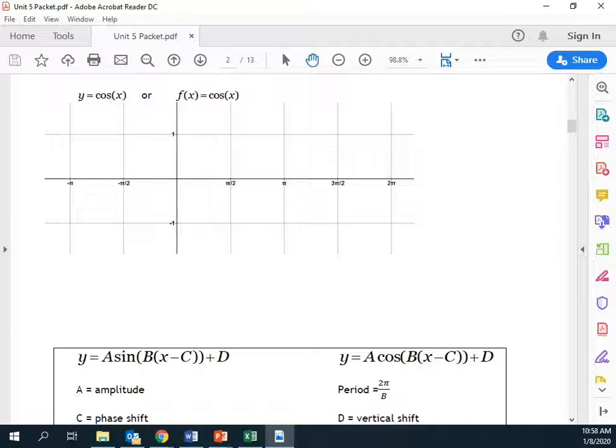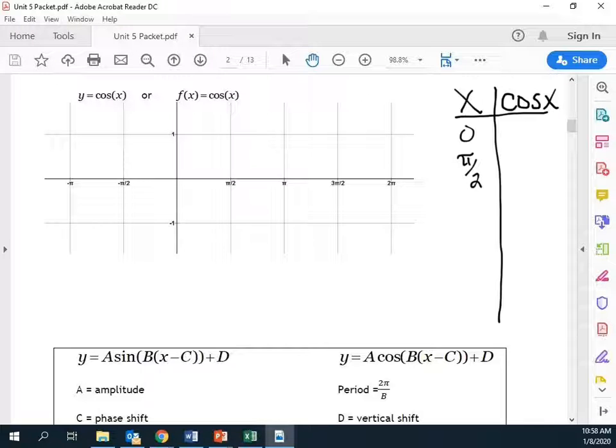Now let's go ahead and look at cosine. Getting off to the side, you have the circle there already filled out. We'll do 0, pi over 2, pi, 3 pi over 2, and 2 pi. What is the x-coordinate for 0 radians? What is the x-coordinate for 0 radians?